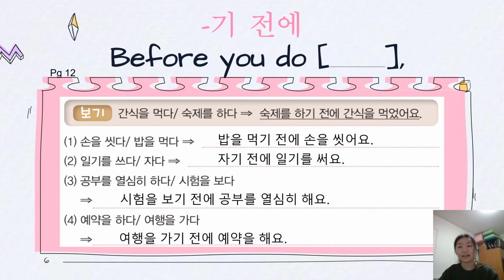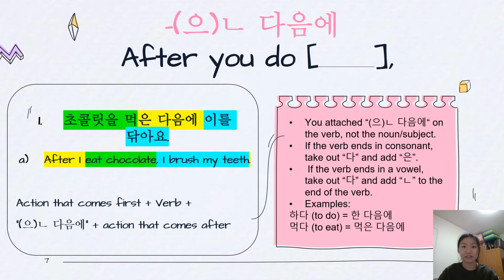Let's work on our next grammar structure. In our next grammar structure, we will learn how to say after you do this, we will do that. We can say this in Korean by using 으 or 은 다음에. Let's look at our example. 초콜릿을 먹은 다음에 이를 닦아요. This means after I eat chocolate, I brush my teeth.